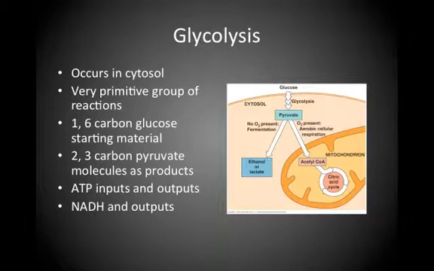Glycolysis is a process that occurs in the cytosol. It's a very primitive group of reactions, meaning reactions that basically have occurred since the first organisms could carry out these reactions. It starts with 1 6-carbon molecule, and you end up with 2 3-carbon molecules. Glucose enters the cell either by diffusion or facilitated transport. In a bunch of steps, it gets broken down to 2 molecules called pyruvate.